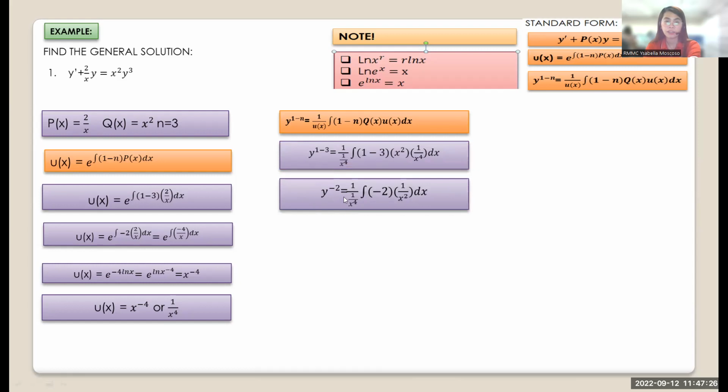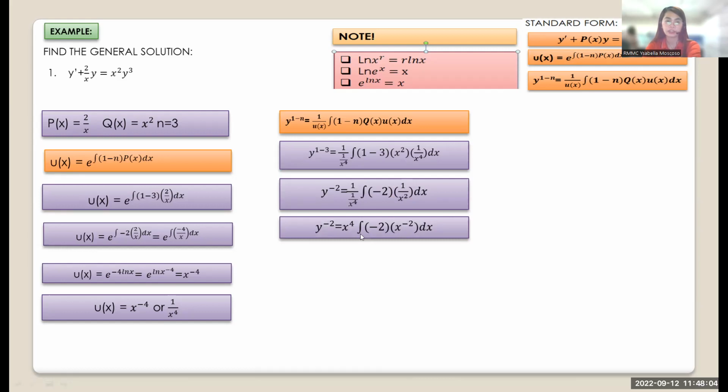Okay? So, you have y raised to negative 2 is equals to 1 over x raised to 4. Dito, pakialaman lang natin, no? You have negative 2 from 1 minus 3 and you have 1 over x squared. Saan nanggaling itong 1 over x squared natin? That is from x squared times 1 over x raised to 4. Okay? So, cancel, may iwan x squared. So, by this, we can now try to integrate our function.